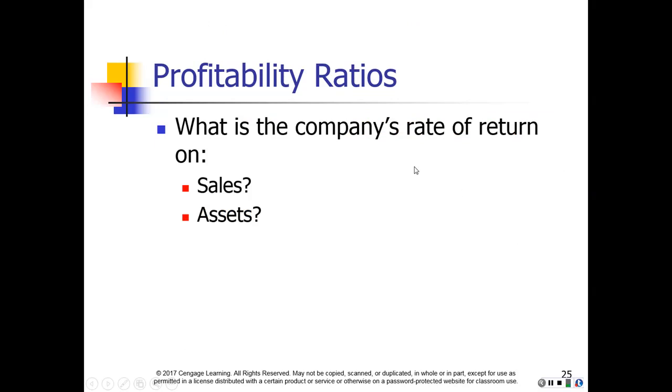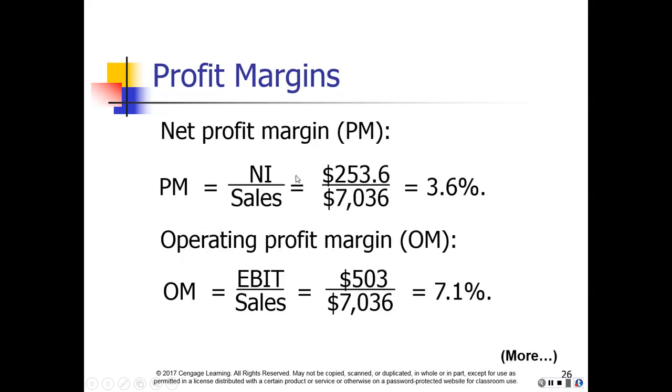Then finally, we're going to look at some profitability ratios. What's the company's rate of return on its sales, on its assets? And so we're looking at profit margins. There's a net profit margin, which is simply the net income over sales. You're looking at the income statement. At the very bottom is net income. At the very top is sales, right? Take that ratio and you get 3.6% in 2017 for Computran. Operating profit margin is earnings before interest and taxes over sales, and that's operating profit over sales, and that is 7.1%.